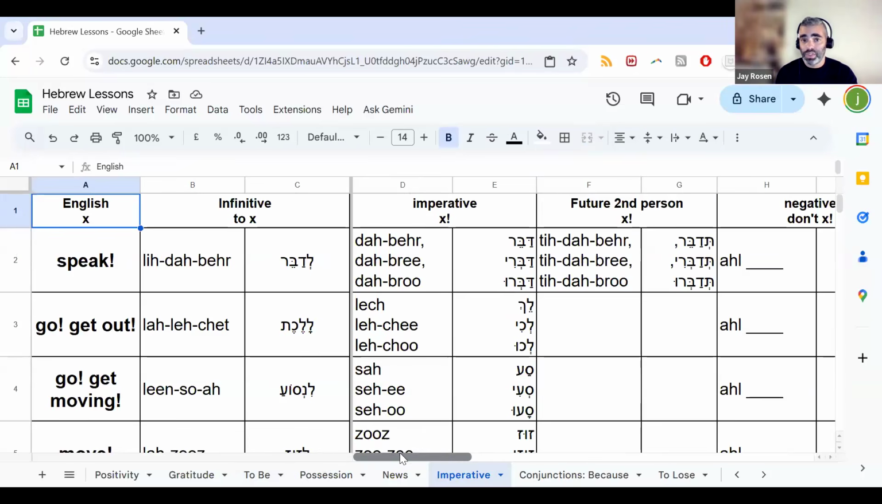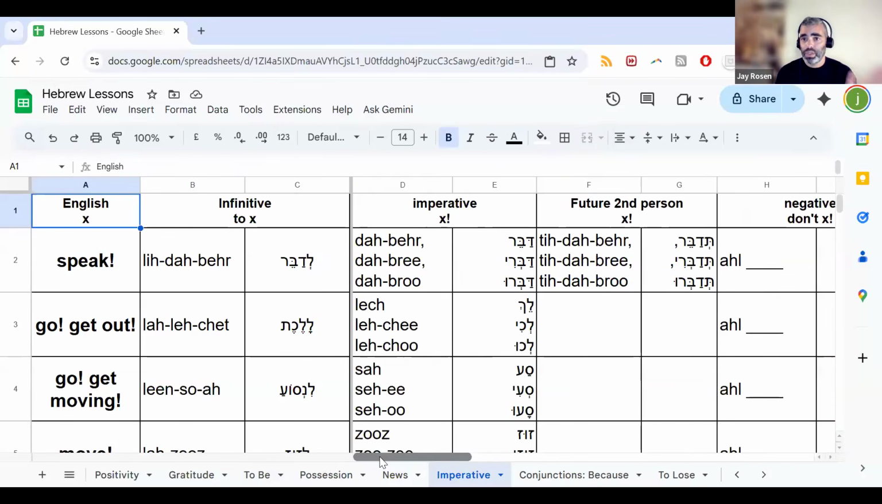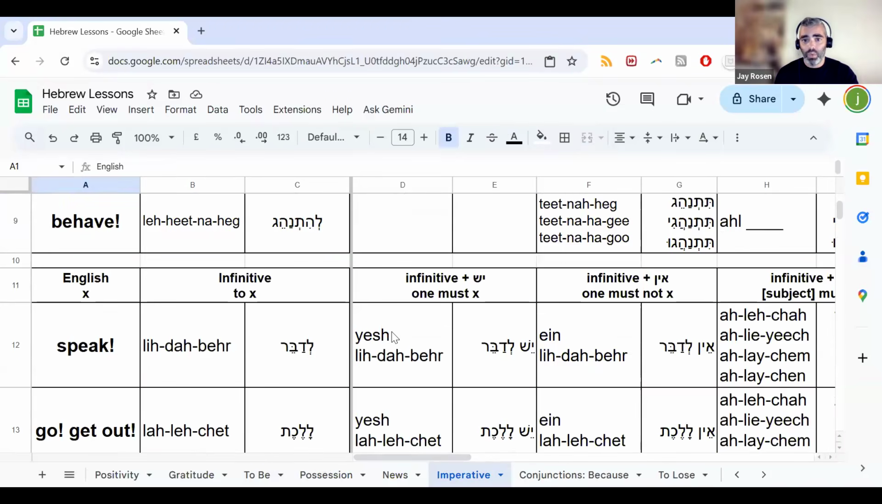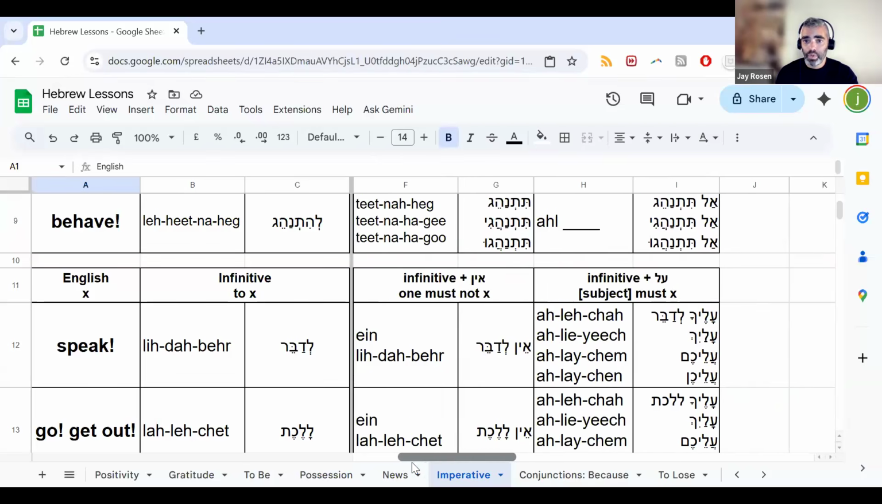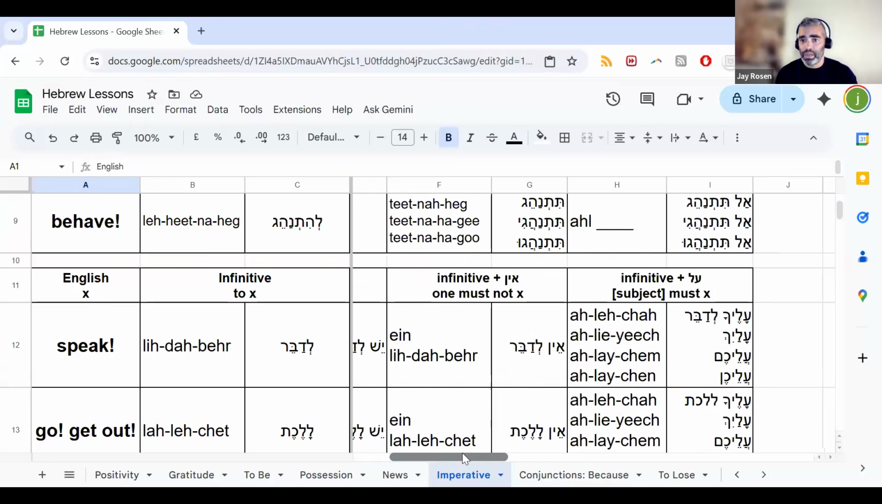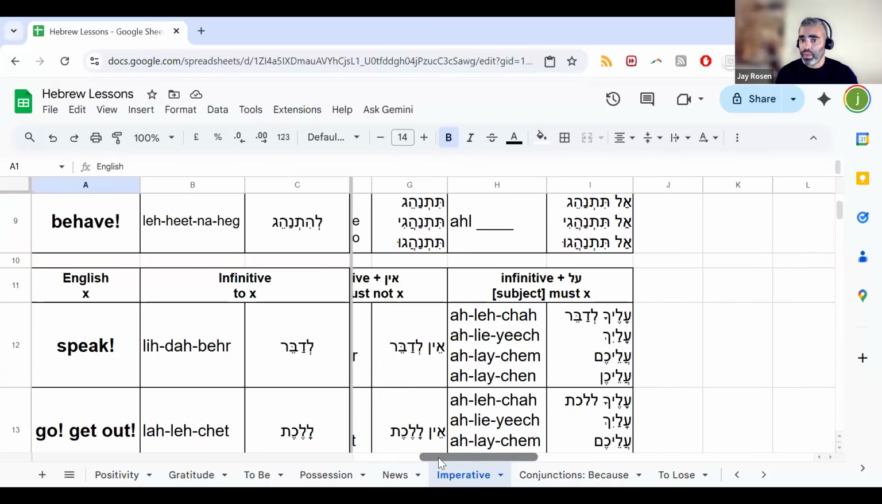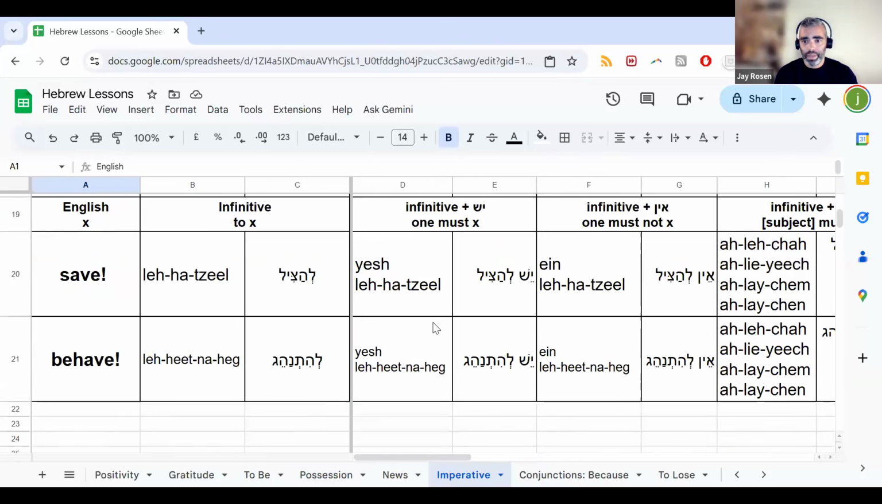So the infinitive to do something, the imperative using the imperative tense versus the second person versus negative. You're going to see some examples here when we use one versus the other. And you're also going to see when we use our other constructions like yesh or ein or al, right? Speak, one must not speak, you must speak, and so forth. Okay? All here for you. You'll get a copy of this as well.